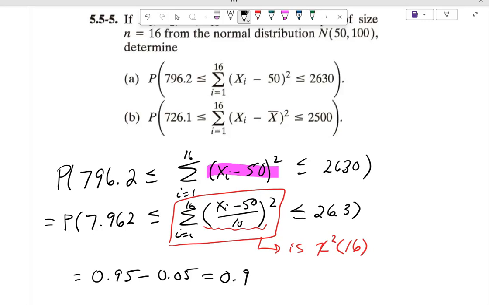Yes? Because I have to pull a 10 inside the square. I have to have a square of a standard normal, right? Inside the squaring has to be x minus mean over standard deviation, right? So I can't divide by 10, otherwise I'd have to pull in the square root of 10. I've got to divide by 100 so that I can pull in a 10 on the inside, right?